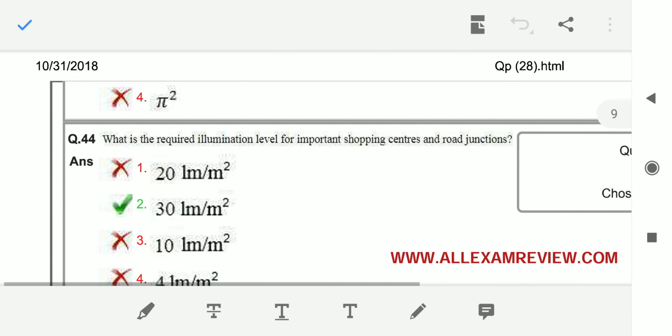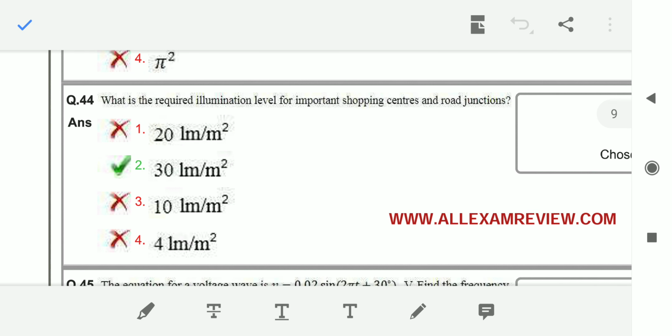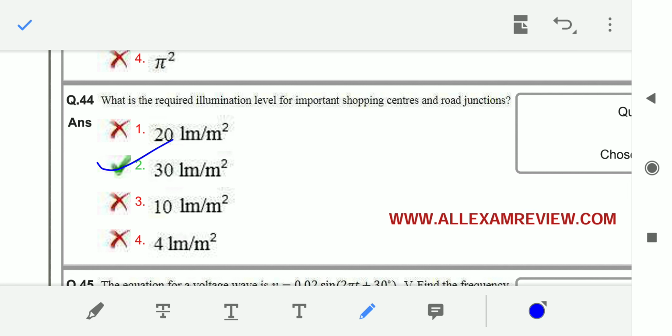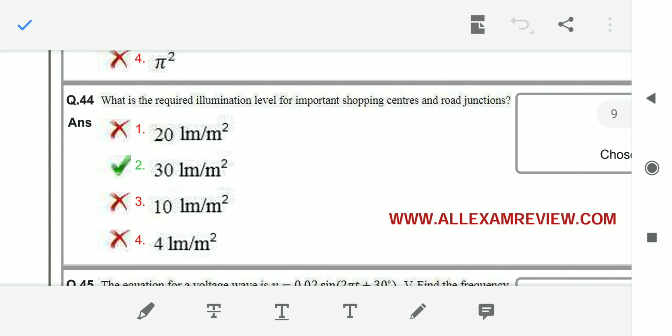And next, coming to question number 44. What is the required illumination level for important shopping centers and road junctions? So it is 30 lumen per meter square, okay.